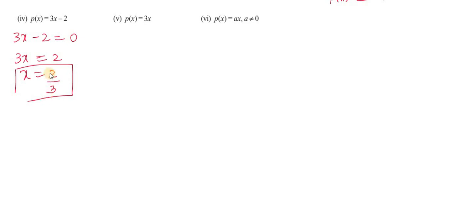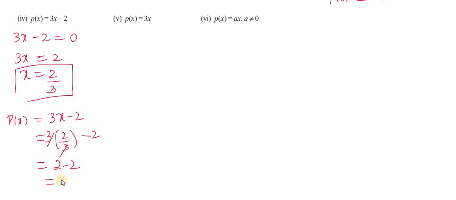Okay, so we want to verify whether what you got is right or wrong. Yes, don't worry. Just substitute the value of x in p of x. So p of x is equal to 3x minus 2, which is equal to 3 times 2 by 3 minus 2. So 3 and 3 get cancelled, and it remains 2 minus 2.